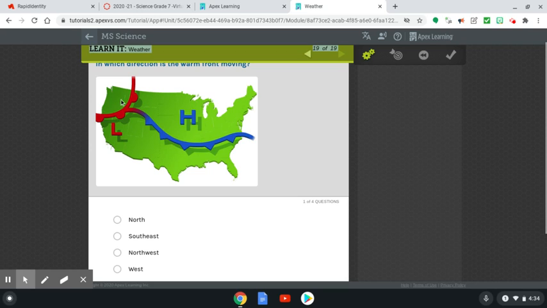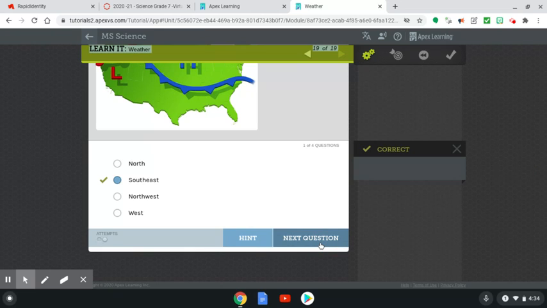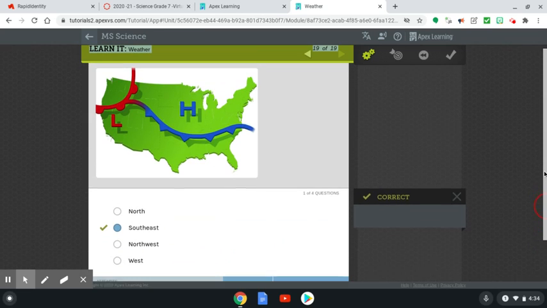Okay, so this warm front is located in the northeast. We know it's moving this way, so it would be moving southeast. And I'm not going through all these questions. I'll let you go through those and continue practicing that concept.